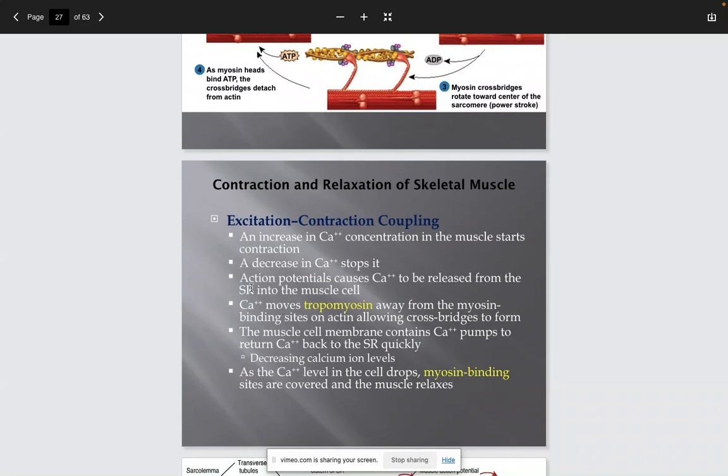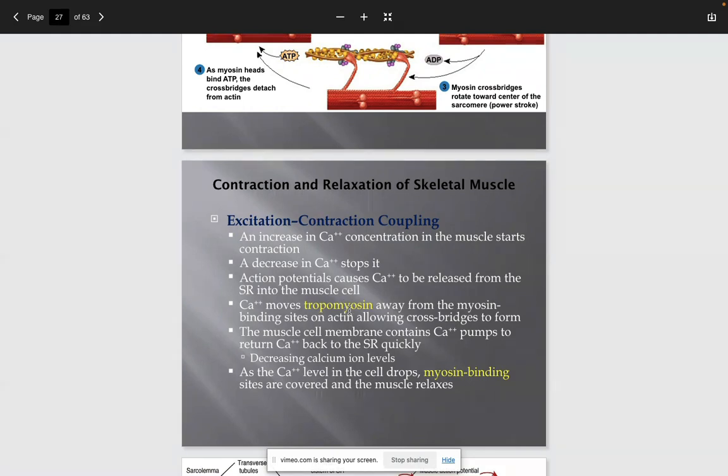This again is just talking about excitation contraction coupling. So, an increase in calcium in the muscle starts muscular contraction. That's important to know, that the increase in calcium concentration causes muscular contraction, right? So as calcium moves in, it moves tropomyosin away from the myosin binding site. So I want you to know that calcium moves tropomyosin away from the myosin binding site.